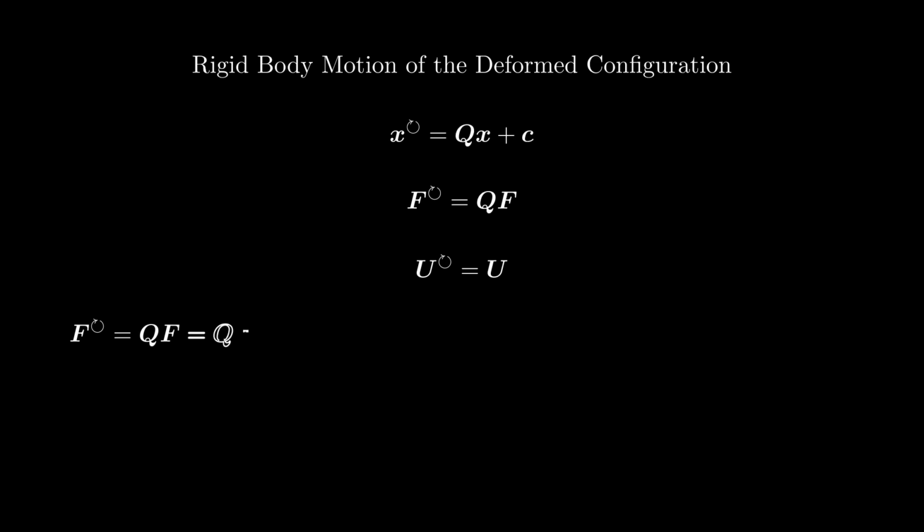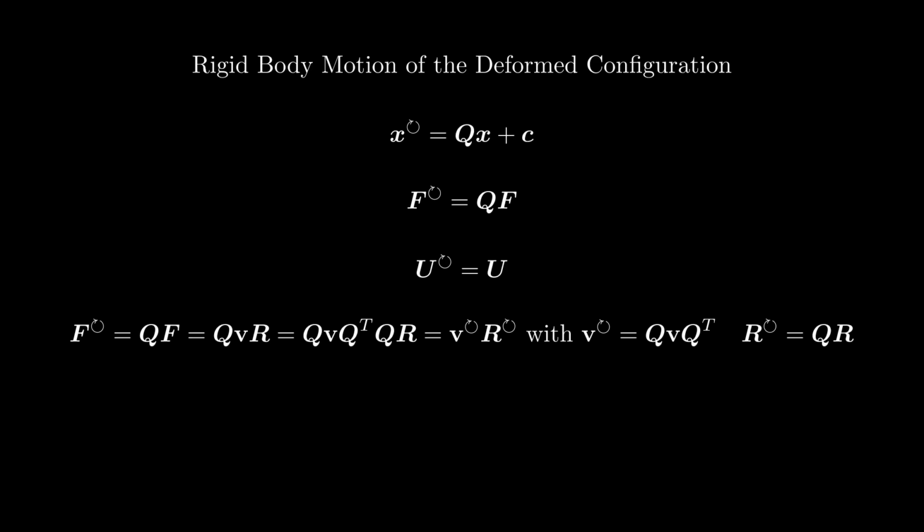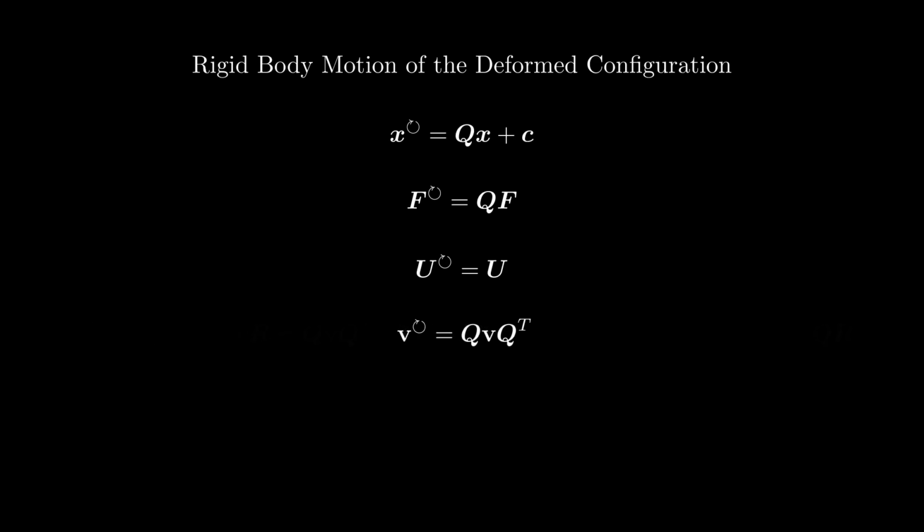First we substitute the left polar decomposition of F. And now we run into a problem. We cannot simply multiply Q and R to obtain a new rotation matrix as we have done previously, because V is in between these matrices. Instead we must apply a trick. We substitute Q transpose Q, which is equal to the identity. Now we can decompose F arrow into a pure deformation matrix V arrow and a pure rotation matrix R arrow, where V arrow is Q V Q transposed and R arrow is Q R. We observed that the left stretch tensor is not the same before and after the rigid body motion.